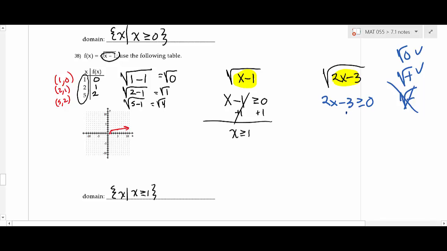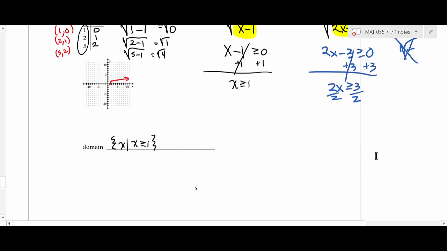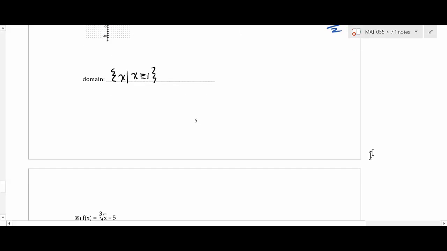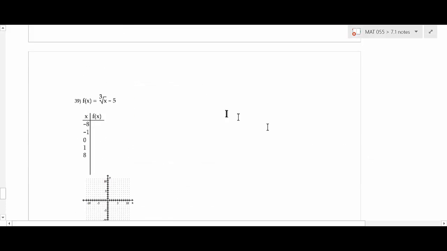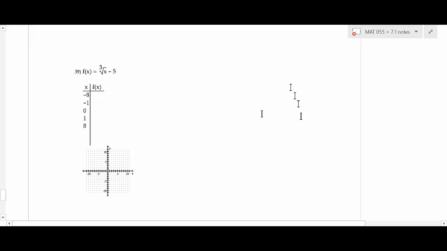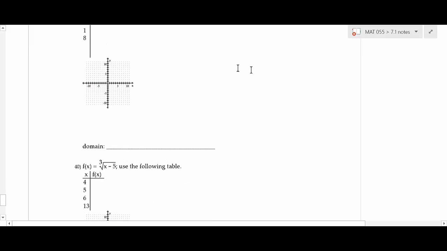Okay, so then what you'd do there is you would add 3. You'd have 2x is greater than or equal to 3, then divide by 2. Okay. So your domain would be x greater than or equal to 3/2. That's how you do it. Okay? Okay. Now I'm going to do a cube root, then I'm going to do 39, then I'll let you finish up with 40, then we'll go ahead and do our break.